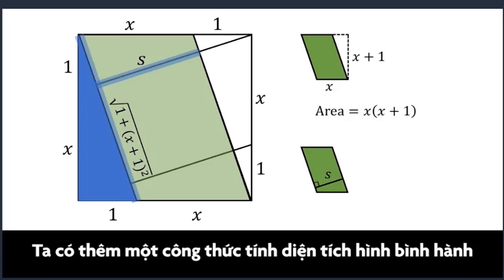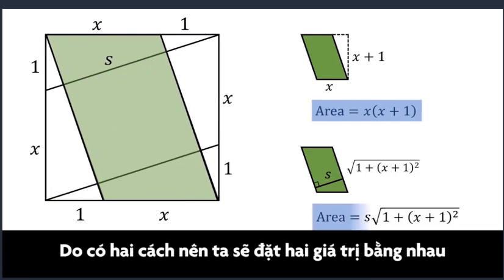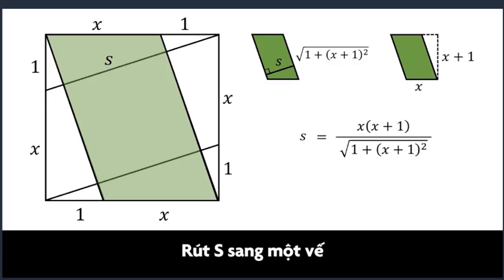We then take the product of the base and the height to get another formula for the area of the parallelogram. We thus have 2 different ways to express the area of the parallelogram, so we set those equal to each other. We'll then solve this equation for s.